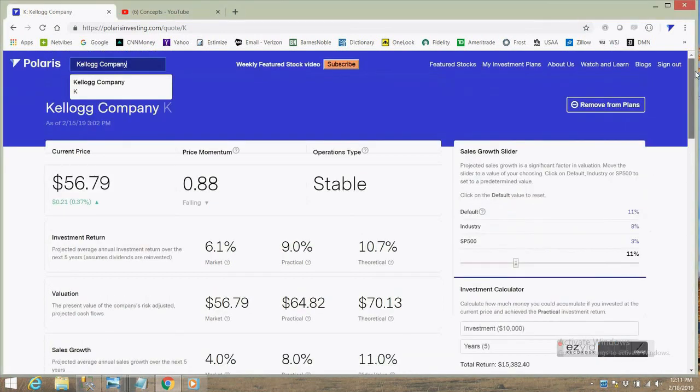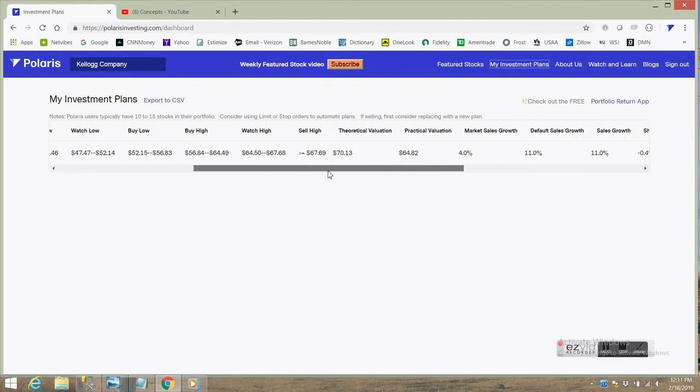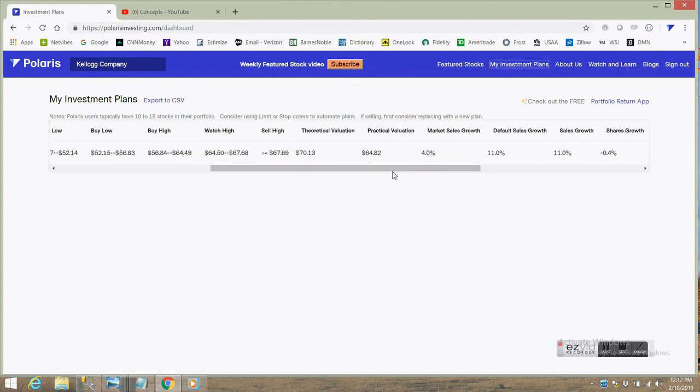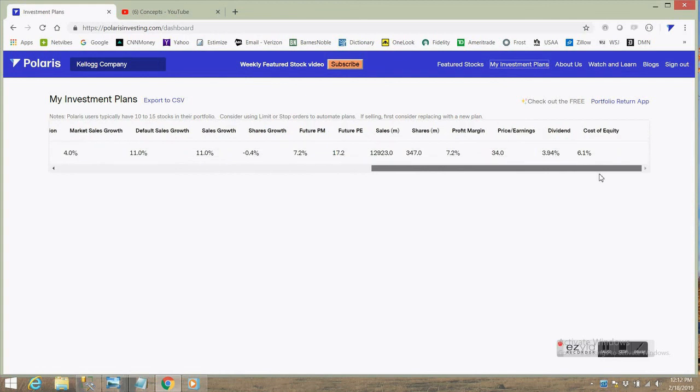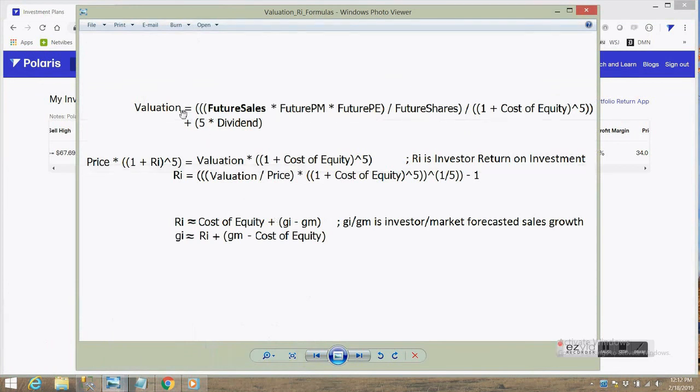So now let's go back to the investment plan and do it here in the investment plan. You would take the target return, then come over here and add the market sales growth of 4%, and then subtract from that the cost of equity, and that would give you roughly 8% for your practical sales growth. Once you have that, you would just go back into the formula to calculate valuation, calculate your future sales based on that sales growth, and I'm not going to go through all that, but then you end up with a practical valuation.